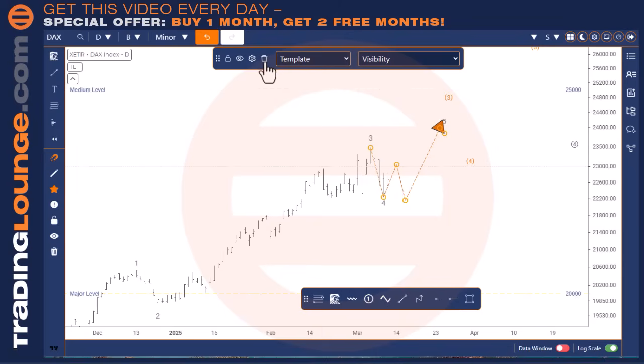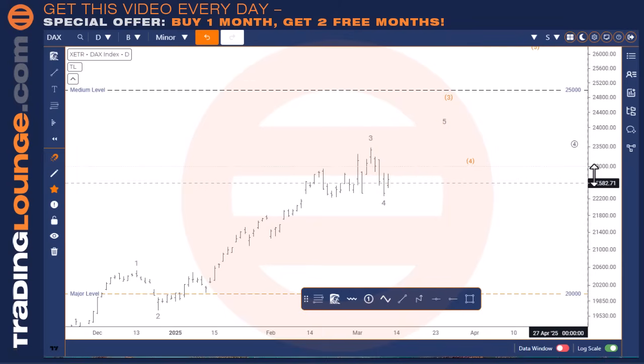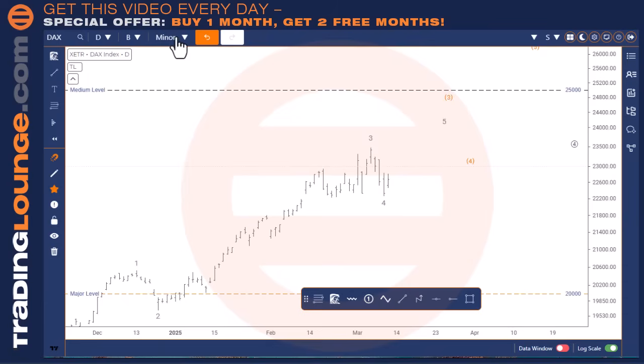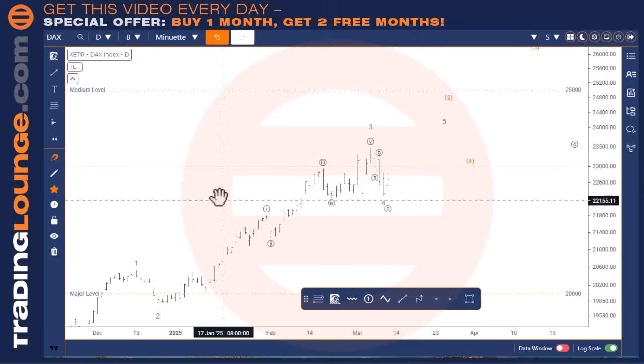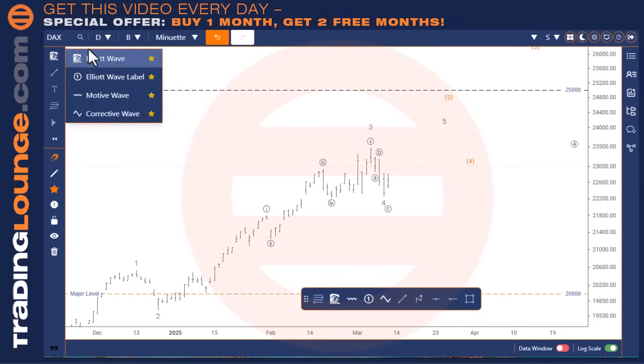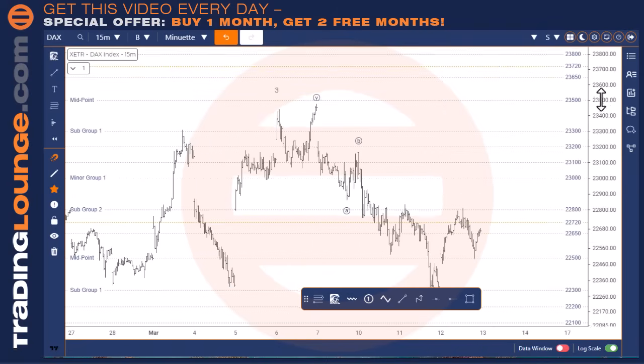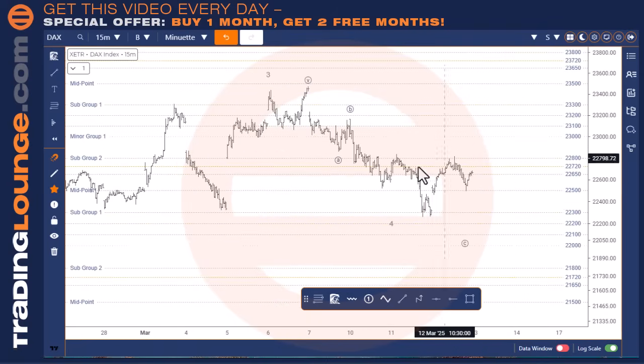But in the bigger picture, we're really looking for that 23 here, the top of minor group 1, to become the support there. We can fill these in here as well. We can fill those dots in at that point. So let's just go to the 15-minute chart here and talk about this a little bit. Okay, so now they've populated.